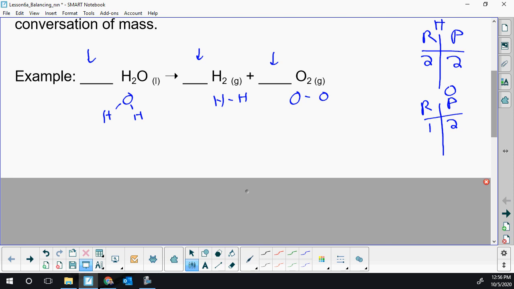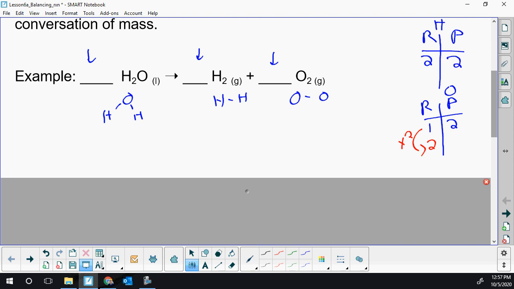So we need to get the count to balance. So the only thing we can do is add whole numbers in front. We can have 1 water or 2 waters or 10. So I need to somehow turn this 1 into a 2. And to do that, I would want to double 1 into 2. I'm going to write 2 times for a double. That's how I can get my oxygen to balance.